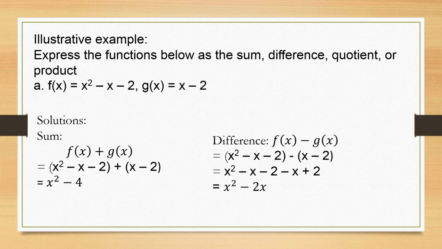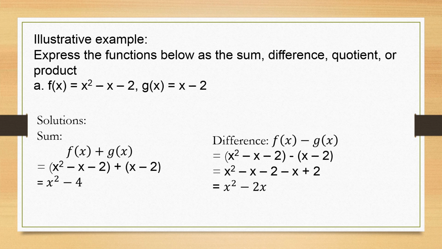Okay, for the difference, we have f of x minus g of x. So the same process, but this time we will use the difference, or minus sign. First, we have x squared minus x minus 2 minus the quantity of x minus 2. We write down the quantity because we still have the open and close parentheses, because we still have to distribute the negative sign to each term of x minus 2.